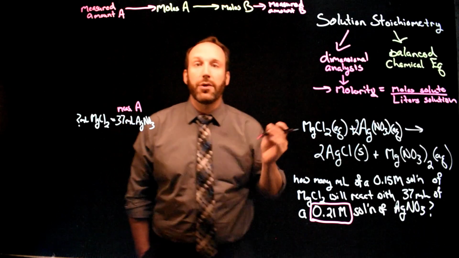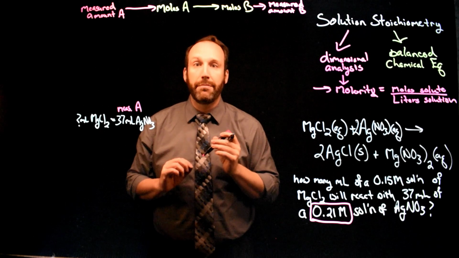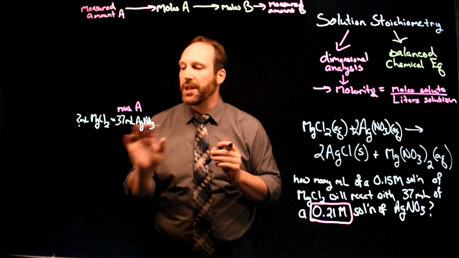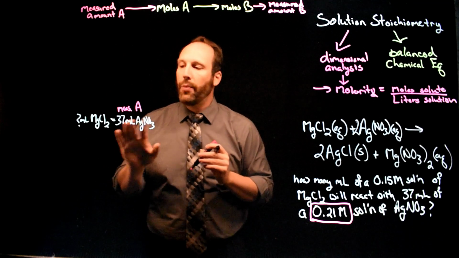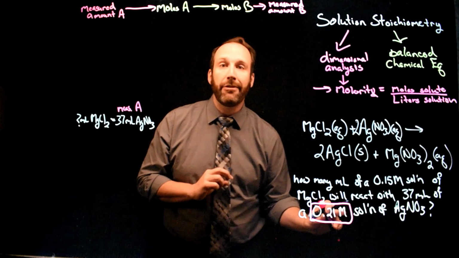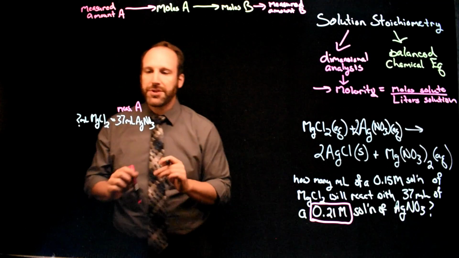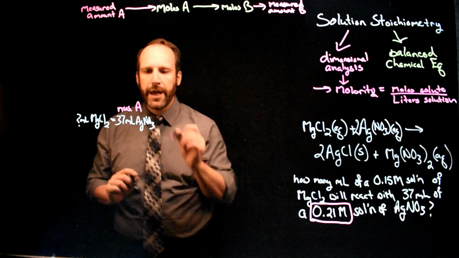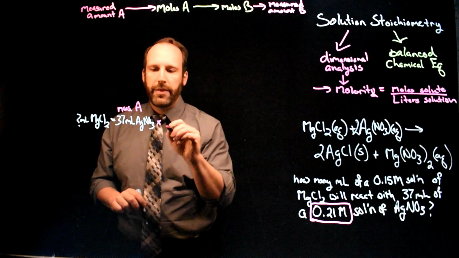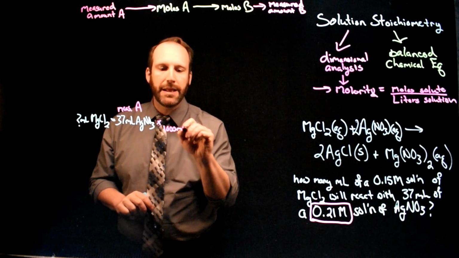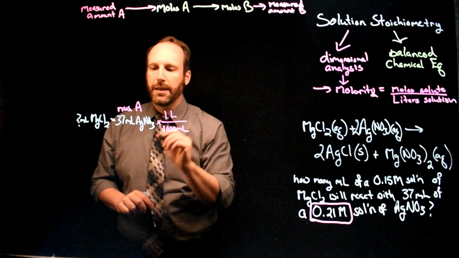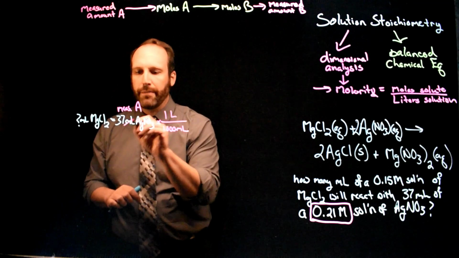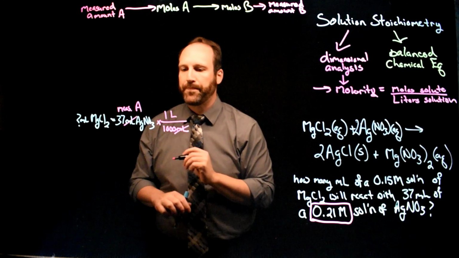Well, we don't have a whole liter of silver nitrate solution. We only have 37 milliliters. So the first step that we're going to actually do here is convert this milliliters into liters. We need to do that because we've got molarity, which is in moles per liter. Okay, so let's do that. We know that we can do a little bit of dimensional analysis here. We can say, well, there are 1,000 milliliters in 1 liter. That's going to convert our silver nitrate from milliliters to liters. And in fact, milliliters on the top and bottom will cancel.